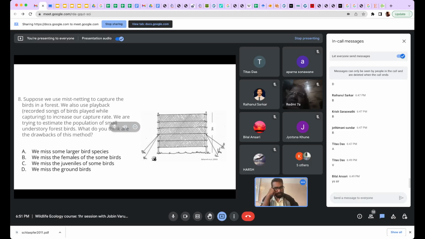But anyways, what is the answer? What do you think will happen if we do a playback experiment, or a playback to capture understory birds, and the target is to estimate the population? What do you think happens? What do you think are the drawbacks this time?